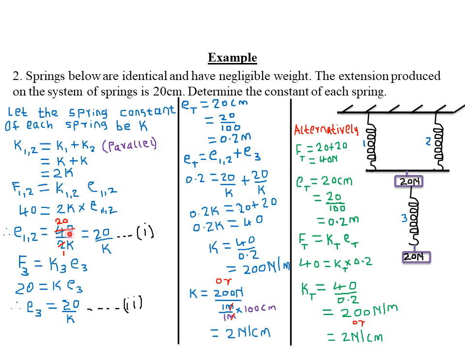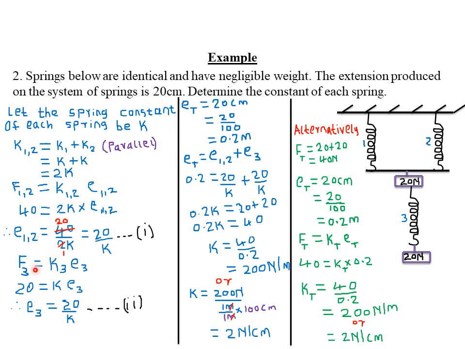If you divide 40 and 2, you'll obtain 20. So 20 divided by K gives 20 over K. We name this our equation 1. That is the extension due to 1 and 2. I also want to obtain the extension due to 3, so that when I add the extension of 3 and the one due to 1 and 2, it should be equivalent to the total extension, the extension produced on the system.